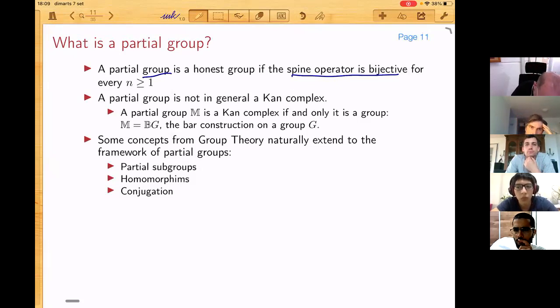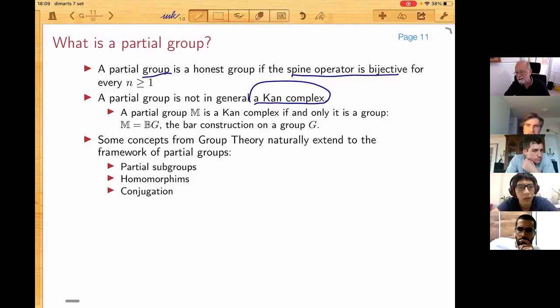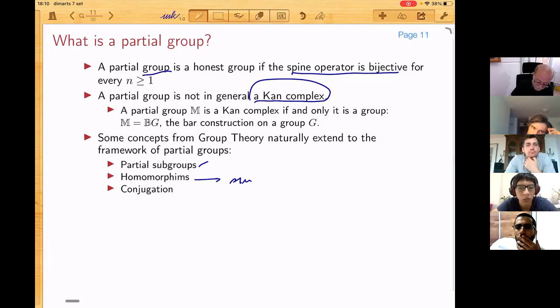saw that in fact these partial groups are not Kan complexes. So most of the theory we know about simplicial sets just does not work, unfortunately. Well, in any case, a partial group is a Kan complex if and only if it's really a group. Right. So, in any case, we have concepts of partial group homomorphisms. This is just maps of simplicial sets, so simplicial maps.